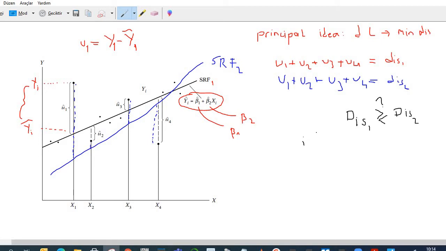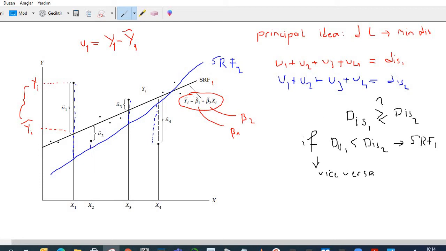If distance 1 is smaller than distance 2, then we select sample regression function 1. Or vice versa. Whichever one is smaller than the other one, then we are selecting the smaller one.